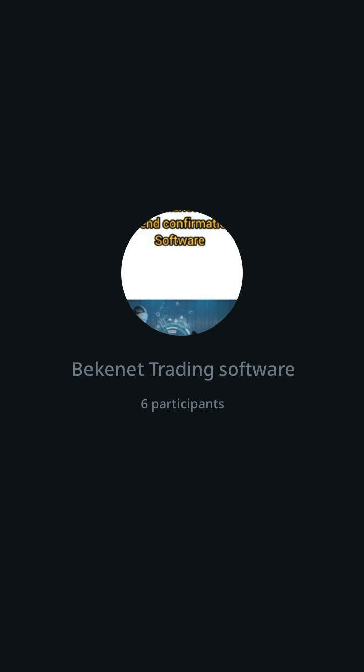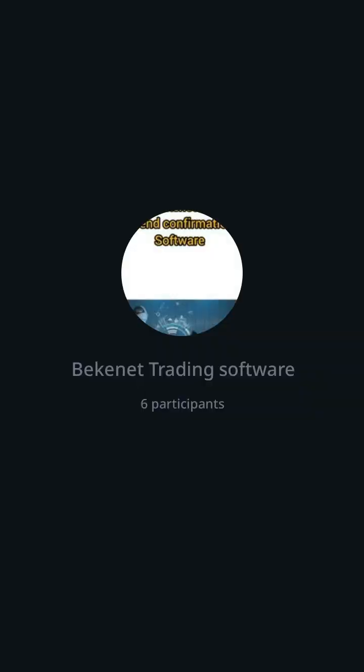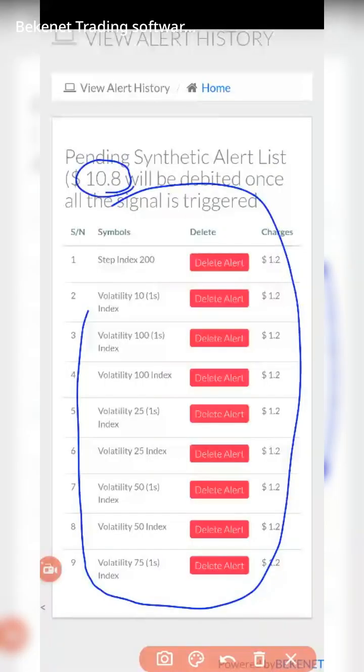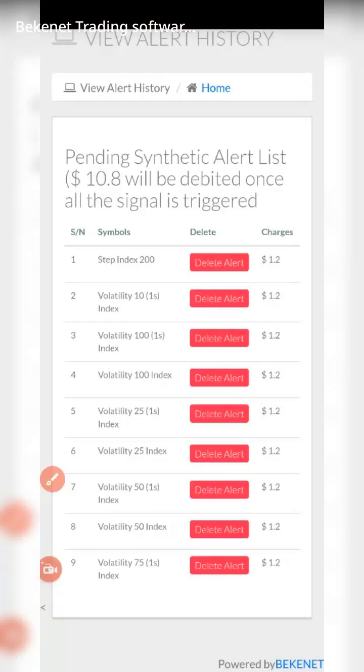You can decide to delete all of them. So if all these pairs that I just loaded here, if all of them generate signal and trigger, you are going to be debited $10.08 from your wallet. Simple as ABCD. That's the only thing you need to do.